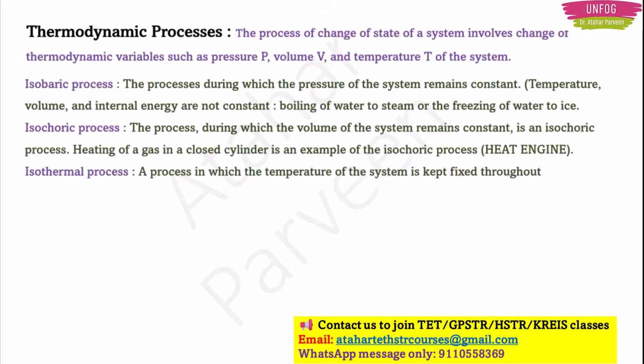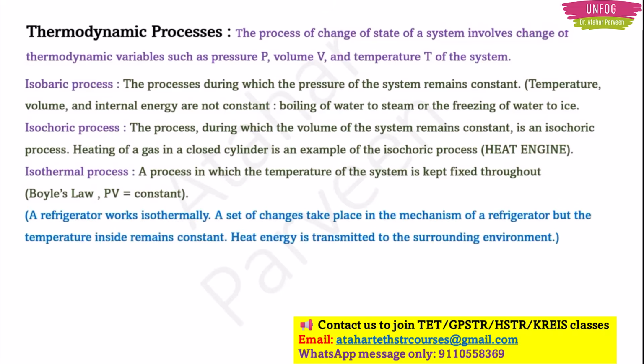Then is the isothermal process. This is a process in which the temperature of the system is kept fixed. The temperature does not vary. For example, Boyle's law. If you are a GPSTR aspirant and you have attended my class in GPSTR time before the exam, then you will know this Boyle's law. We discussed Boyle's law, Charles' law, the ideal gas condition and all that. There we told that Boyle's law says pressure into volume is always constant. PV is equal to constant. So this is an isothermal process. Here only temperature is constant.